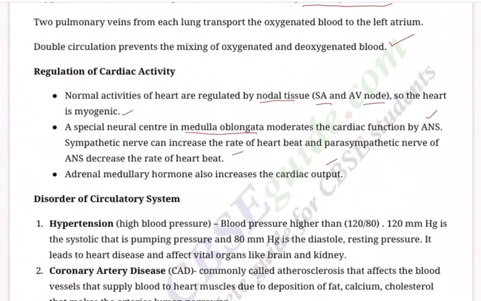Adrenal medullary hormone also increases cardiac output. So our heart is in turn controlled by our brain as well as hormones.